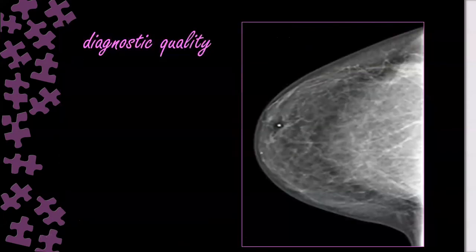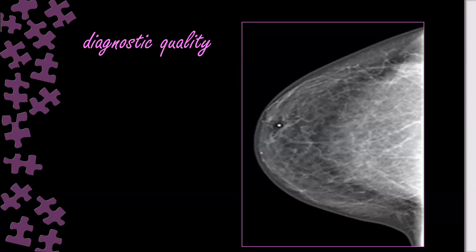And this one. What is wrong with this image? Nipple not in profile. So only that? No, the image quality is poor. I think this is underexposed. The axilla is not appearing. This is CC. No, this is a CC view. Compare this with the previous.